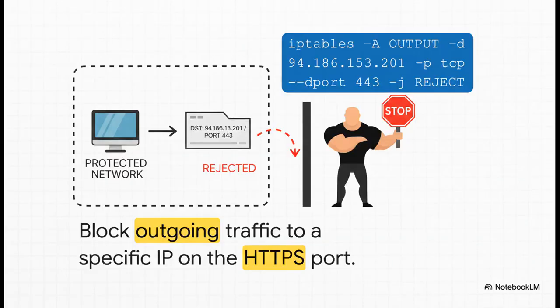And remember, this logic works for outgoing traffic too. In this case, we're adding a rule to the output chain. This rule is on the lookout for any TCP traffic that's trying to go to a specific destination IP on port 443, which is HTTPS. And if it sees it, it tells the firewall to reject it. It's a really simple way to block your machine from talking to a specific website.